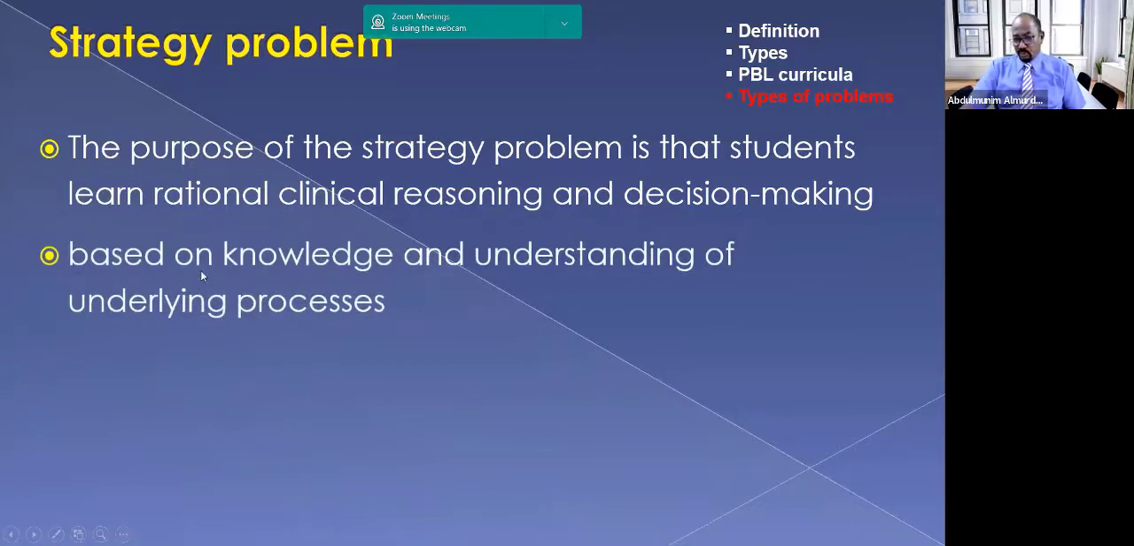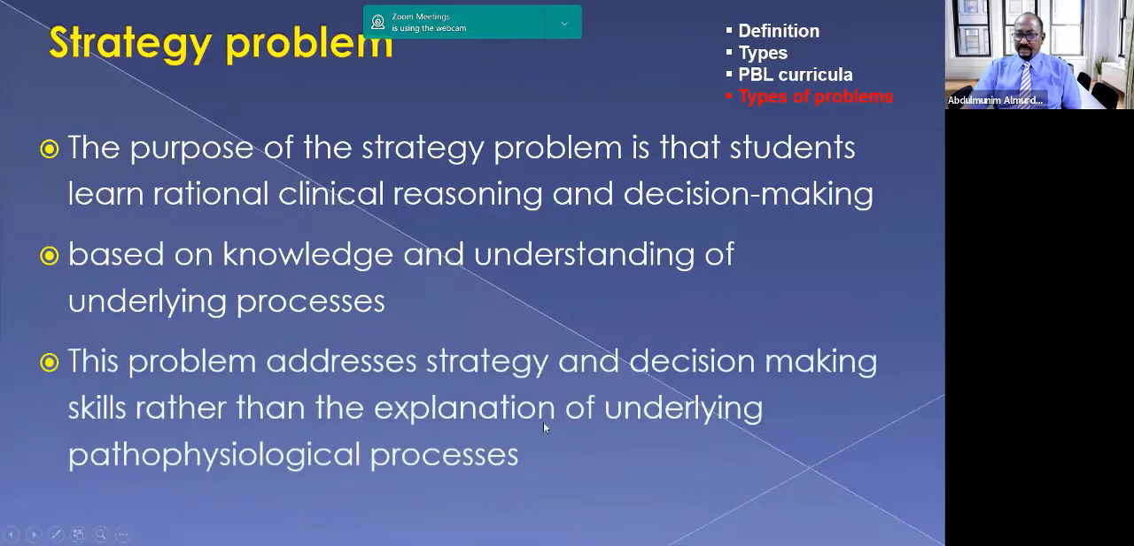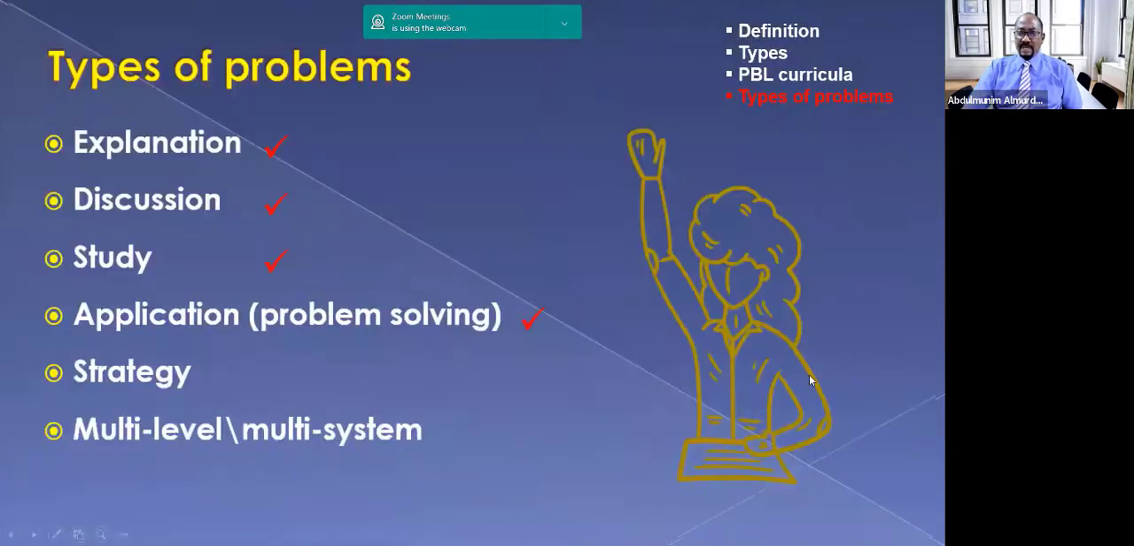Now, it's usually based on knowledge and understanding of underlying processes. This problem addresses strategy and decision-making skills rather than the explanation of underlying pathophysiological processes, which is done using other types of problems.